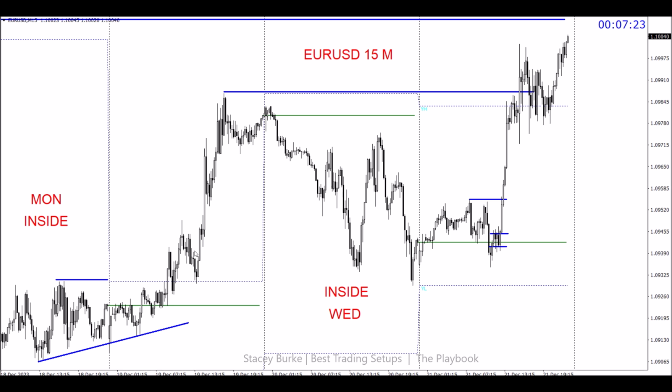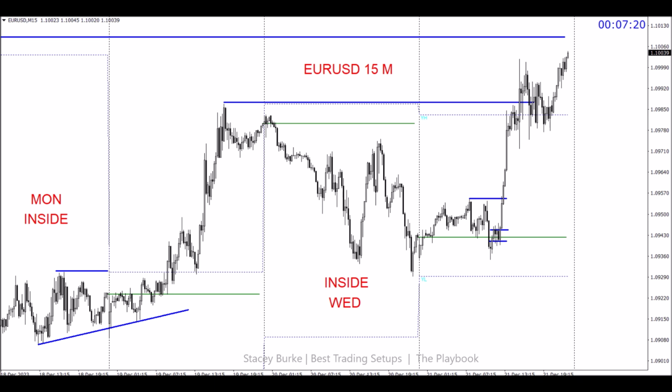These templates are not about trying to catch all these moves. They're about identifying a parabolic opportunity, maybe just once a week. Which brings us to gold.